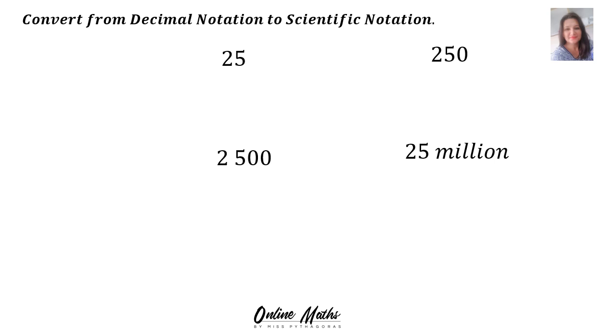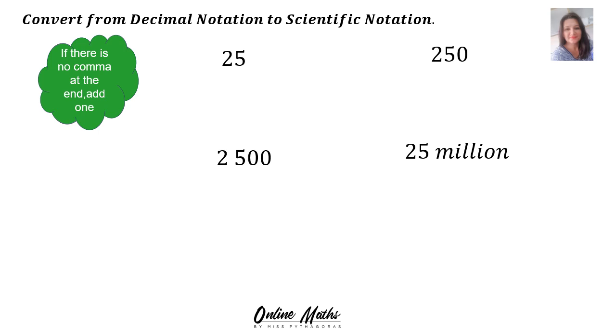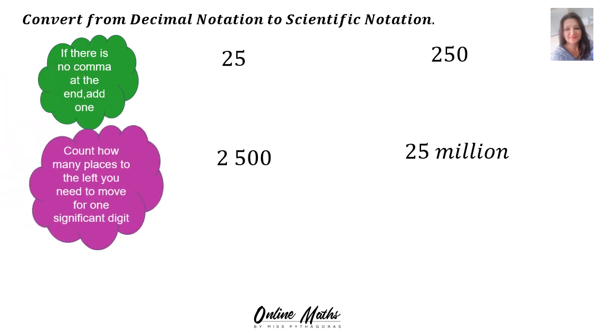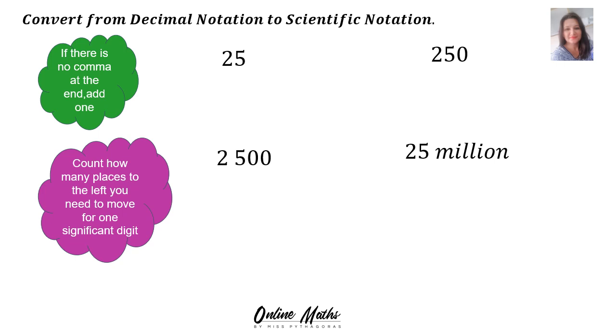In this slide, we're going to convert from decimal notation to scientific notation. If there is no comma at the end, add one. Count how many places to the left you need to move for one significant digit. So if I give you 25, you add your invisible comma and you move your comma once. Therefore the answer 2,5 times 10 to the 1.